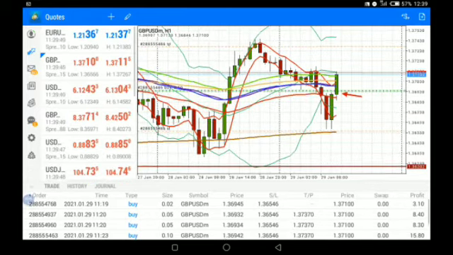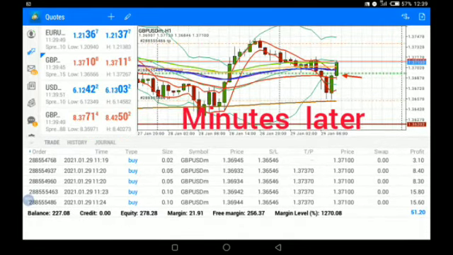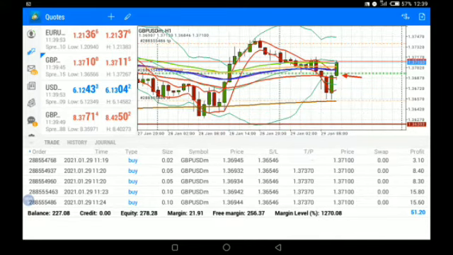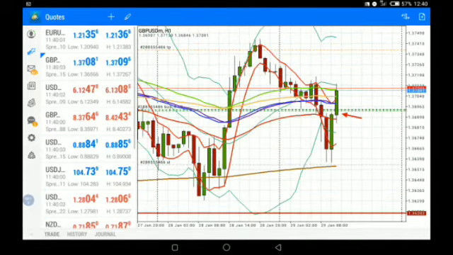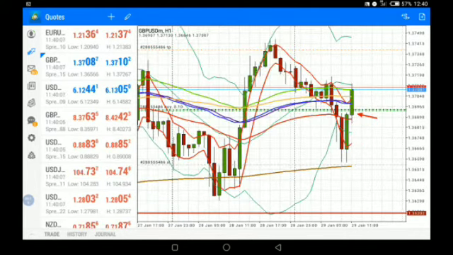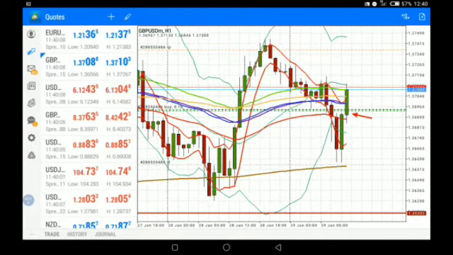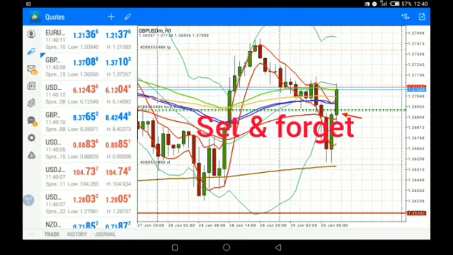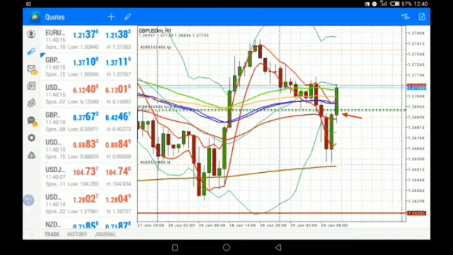All right, you can see the progress of the trade. Right, this is the progress. Fingers crossed. Let everything play out. This method is called the set and forget method. You just take your entries and allow it to play out accordingly.